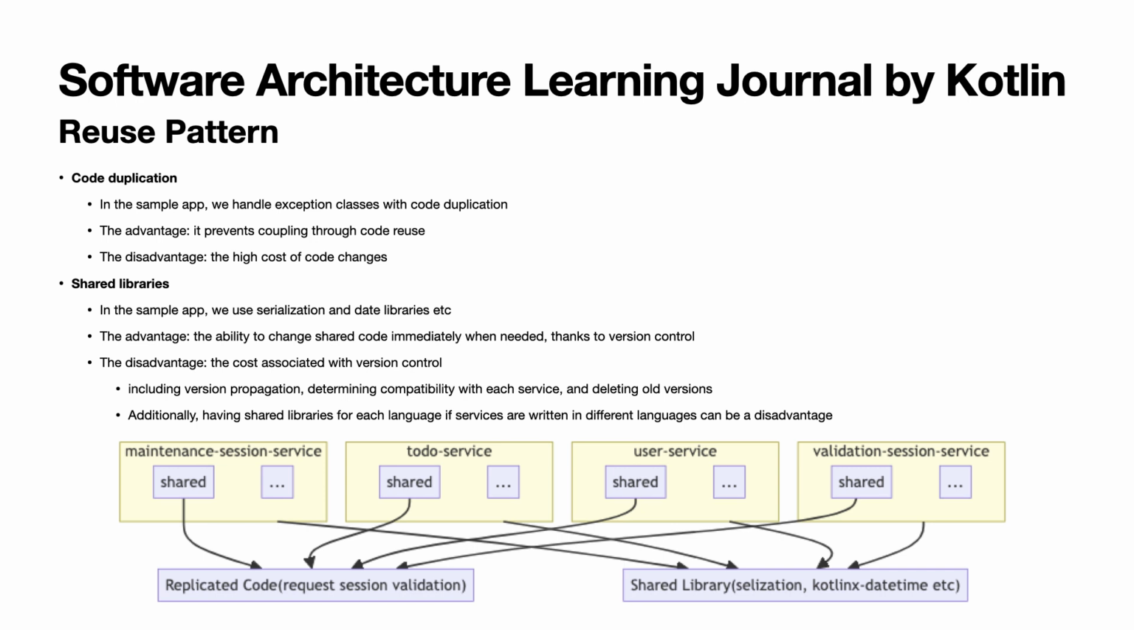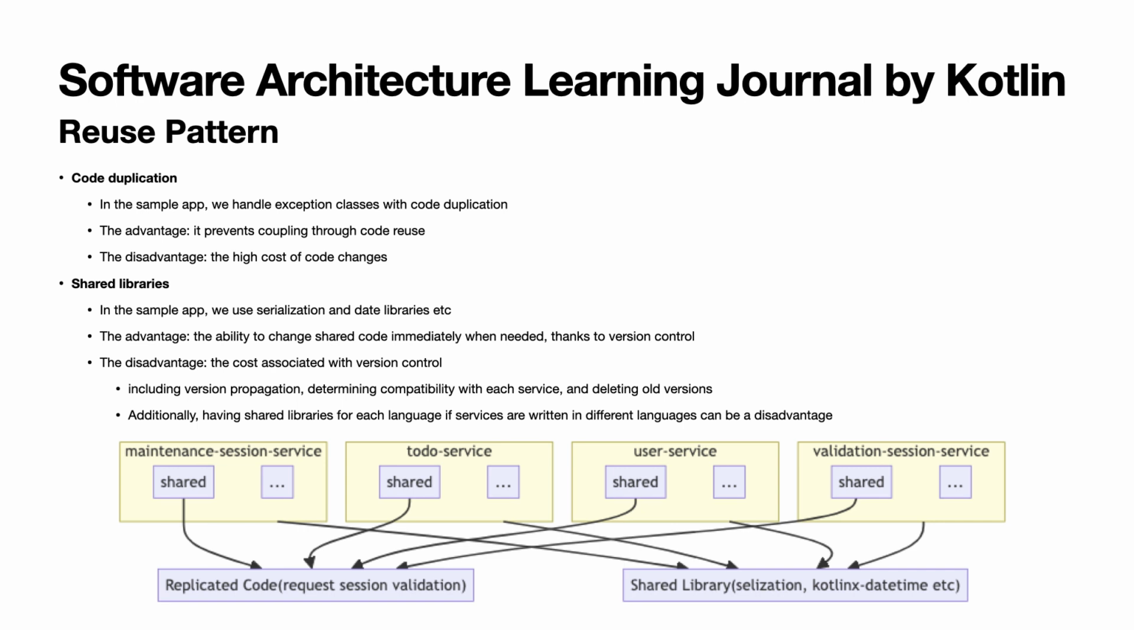First, let's talk about code duplication. In the sample app, we handle exception classes with code duplication. The advantage of duplication is that it prevents coupling through code reuse. However, the downside is the high cost of code changes. Therefore, code that is unlikely to change once implemented might be fine to handle with duplication.